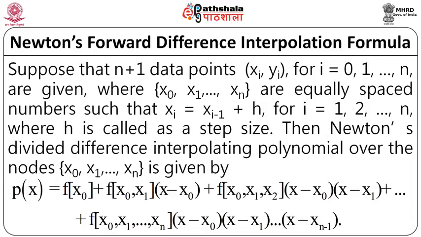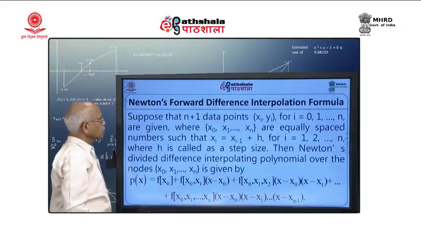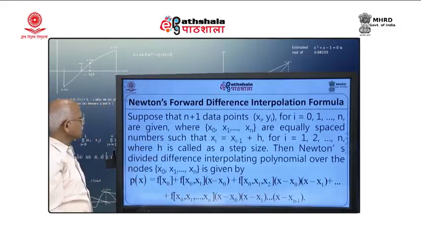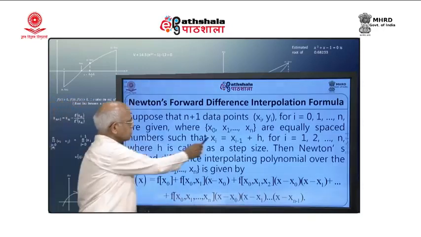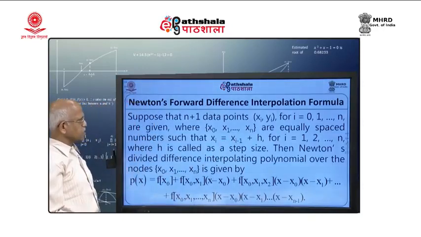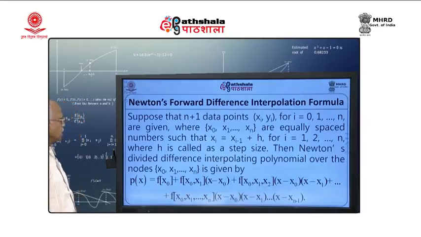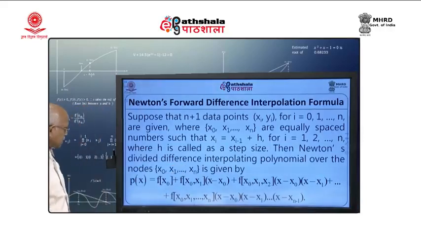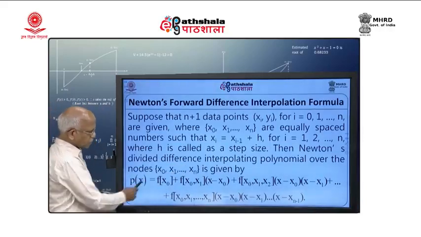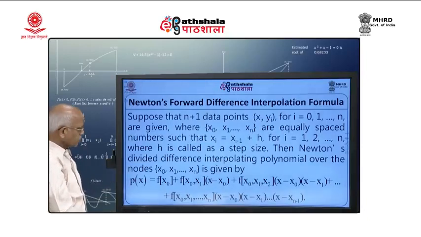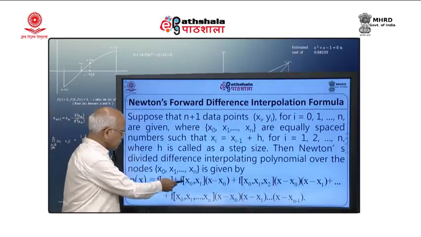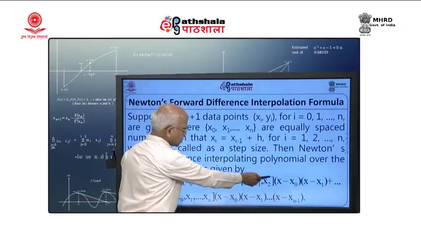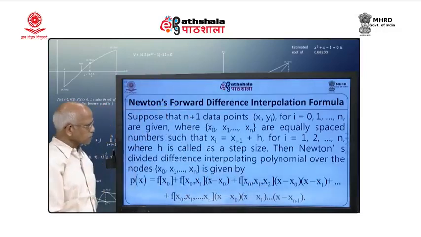So, suppose that n plus 1 data points (xi, yi) are given, where they are all equally spaced, such that xi is equal to x(i-1) plus h, with h as the step size, for i equal to 1, 2, 3 up to n. Then Newton's divided difference interpolating polynomial over the given nodes x0, x1, x2, ..., xn is given by p(x) equal to, this is known already, we already derived this in module 3, f(x0) plus f[x0, x1](x minus x0), plus f[x0, x1, x2](x minus x0)(x minus x1), and so on.